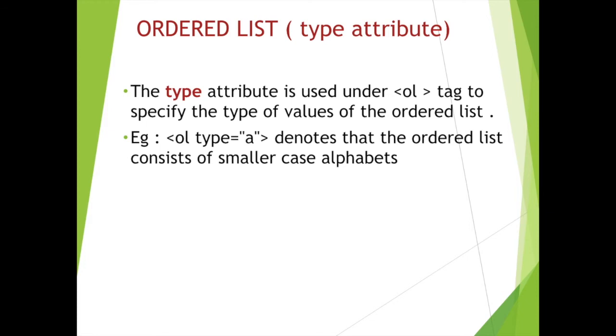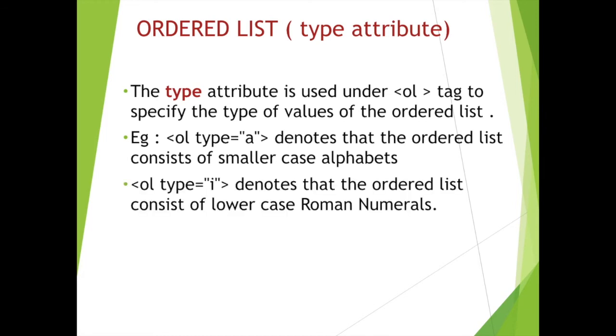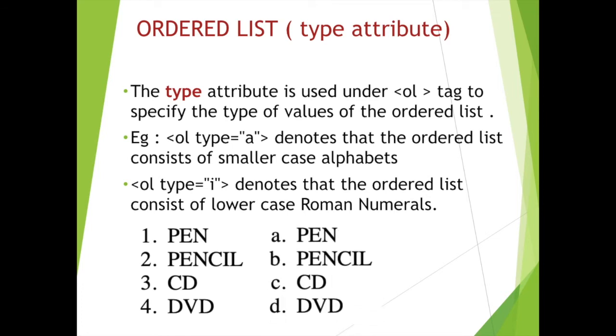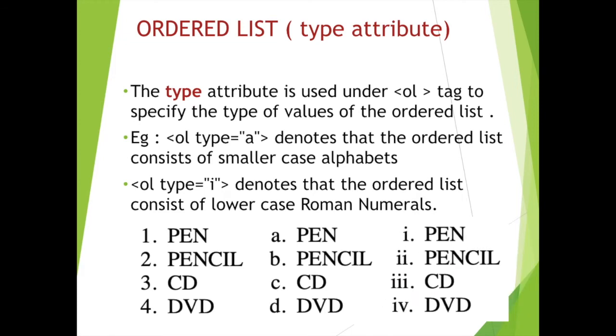For example, OL type equals a denotes that the ordered list consists of smaller case alphabets. So if you want your list to come in small case alphabets, you will put the value of type as small a. If you want it in Roman numerals, then you will put the value of type as i. So these are the different types of ordered list. By default it will come in natural numbers, you can change it to small case alphabets or Roman numbers, or you can also change it to capital letter alphabets.